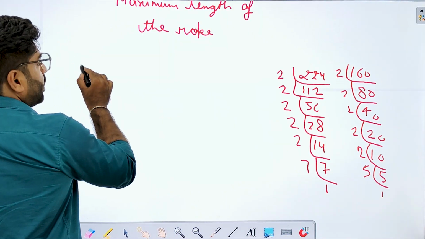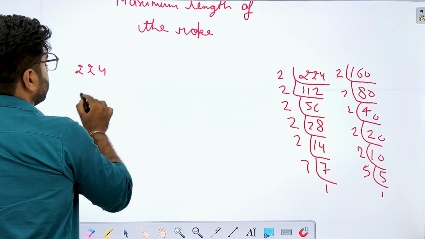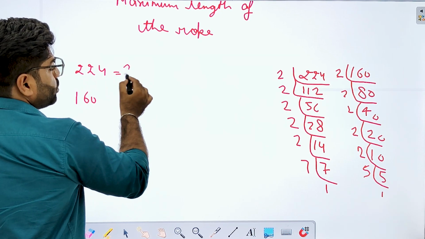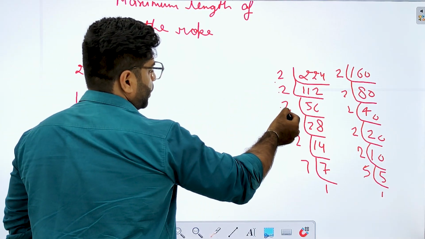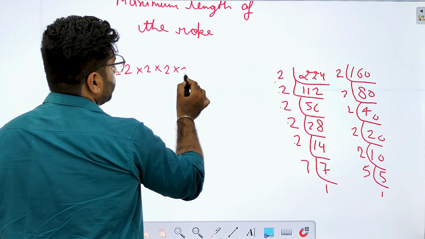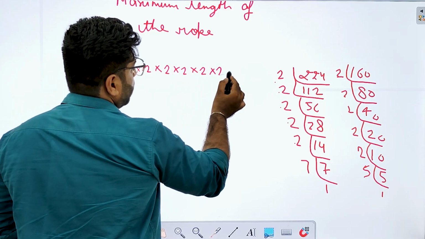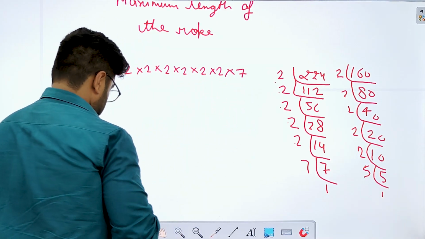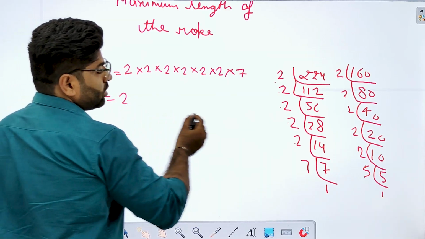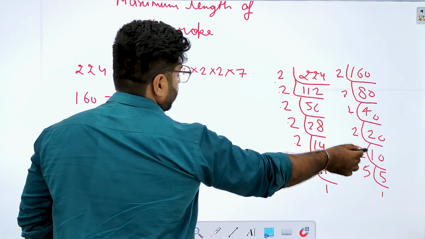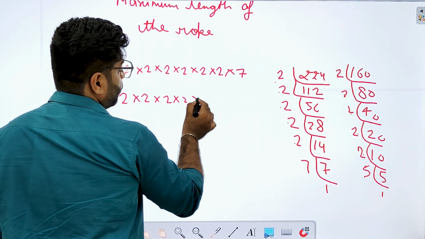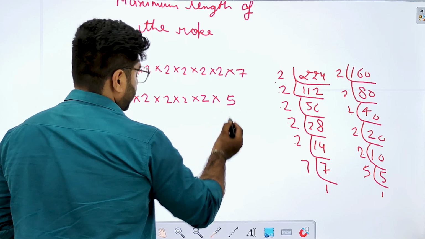Okay. So we are having 224 and 160. The factors of 224 are 2, how many times? 1, 2, 3, 4, 5 times 2 is there, and last we are having 7. And next we are having 160. The factors of 160 are 2, 5 times is there, and last is 5.